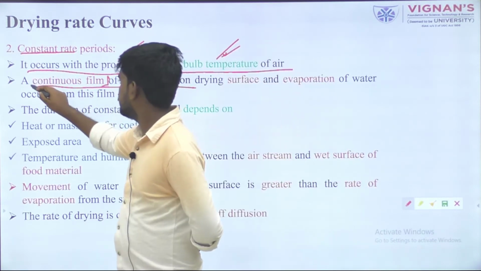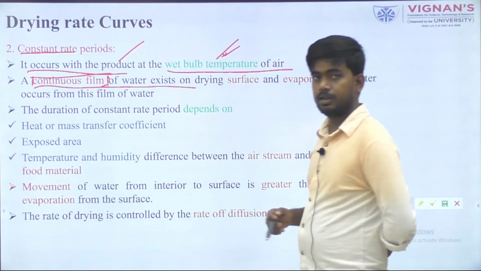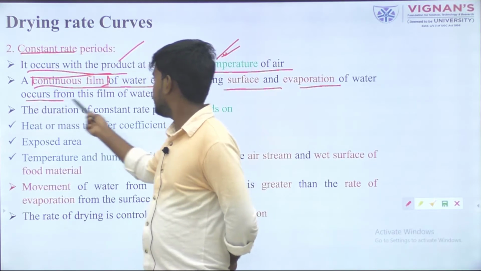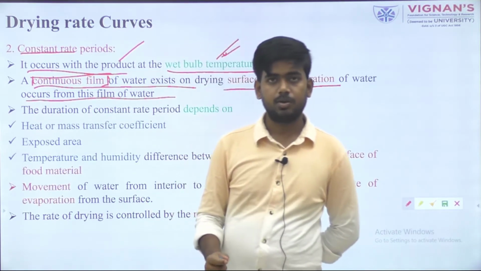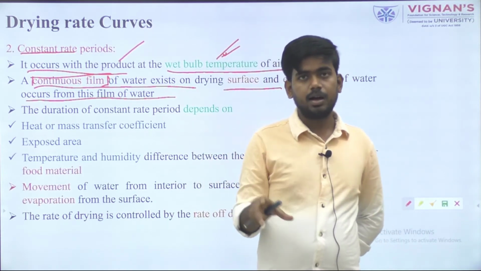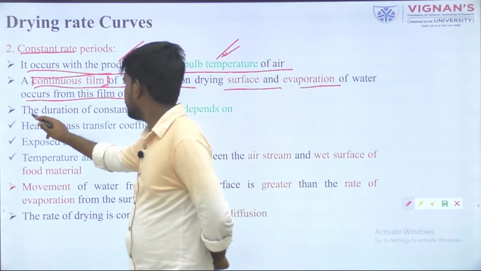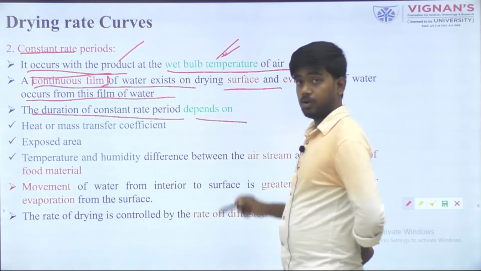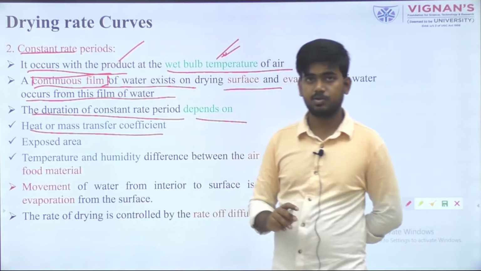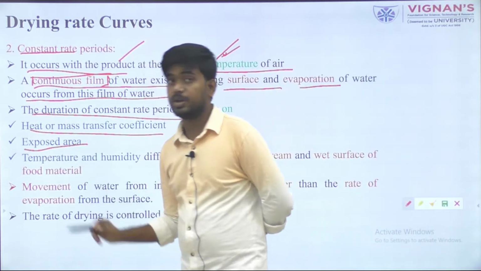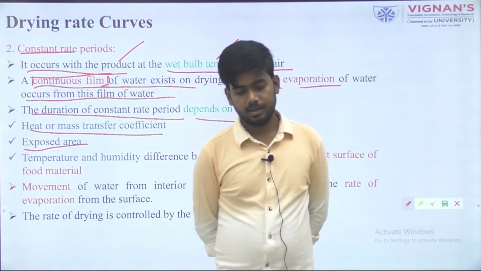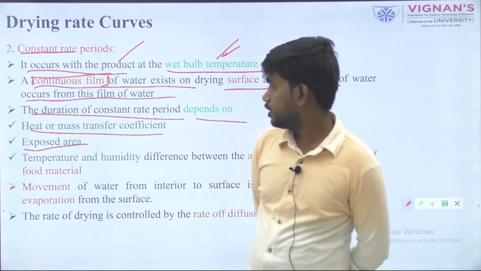This also represents the continuous removal of moisture that directly exists on the surface, and evaporation occurs from this film of water. Whatever moisture is removed from the material is a continuous process from the outside periphery of the surface. During this process, it depends on the heat and mass transfer coefficient, and surface area is very important for any type of process, for calculating the constant rate or falling rate drying, and also temperature.